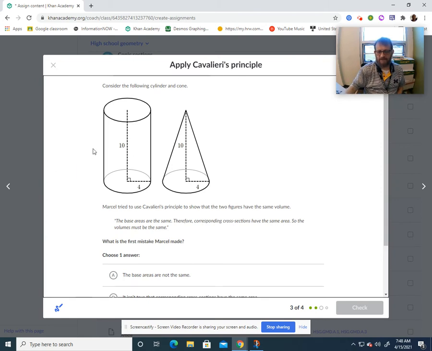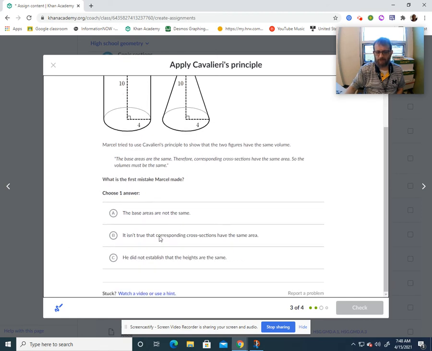Well, clearly you can tell they don't have the same volume. They can't. Well, the reason is the cross sections. If you chop right across here, yeah, the bases are the same. But if you chop right across here, the circle you get here is much smaller than the circle you get here. So it isn't true that the corresponding cross sections are the same.